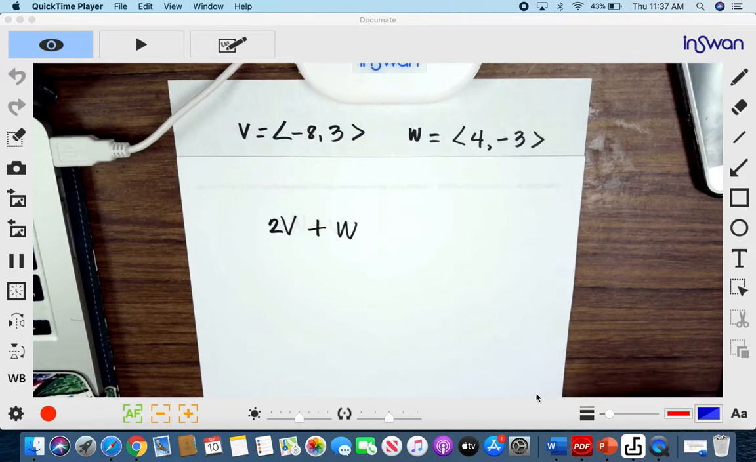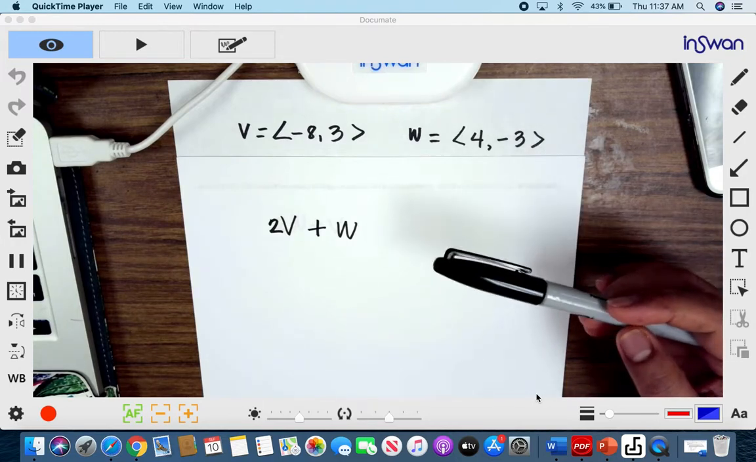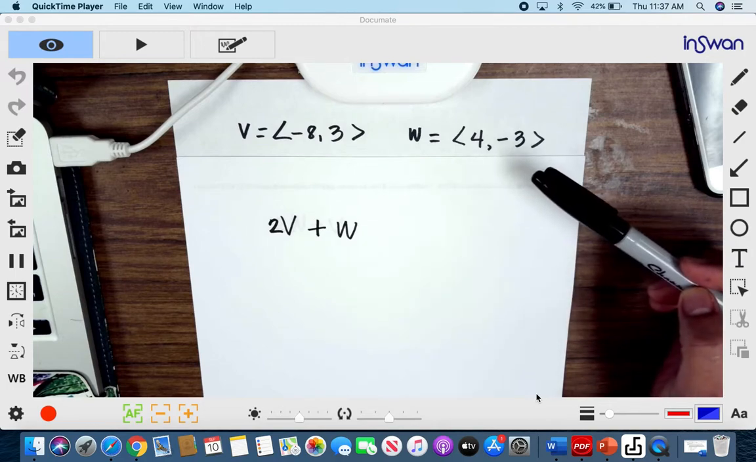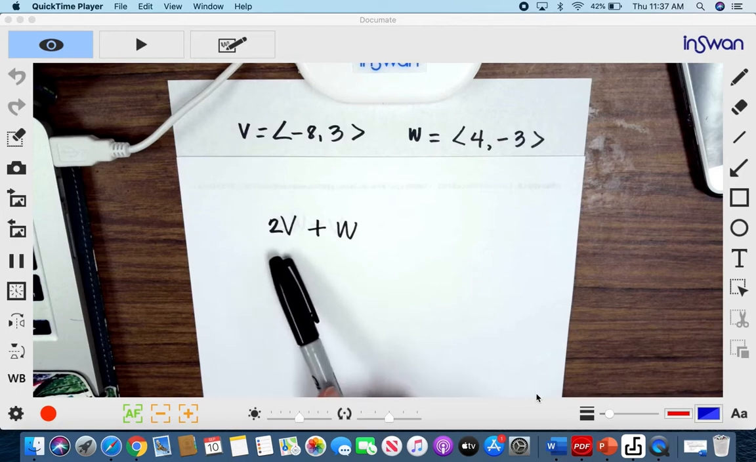Operations of vectors using addition, subtraction, and scalar multiplication combined. So let's say you have two vectors v, (-8, 3), and w, (4, -3). So what is the sum of 2v plus w?